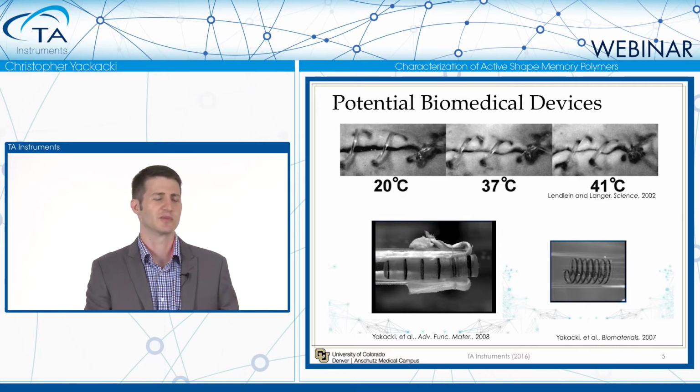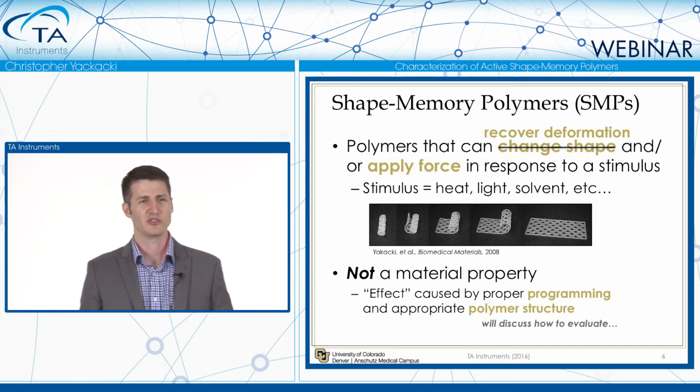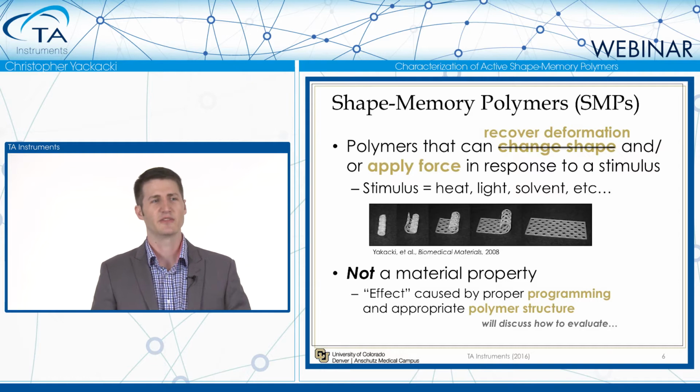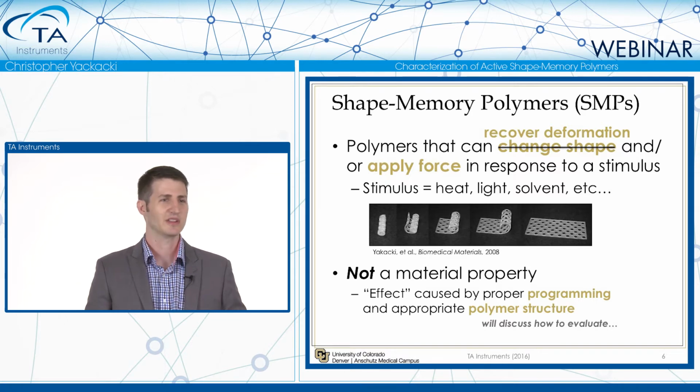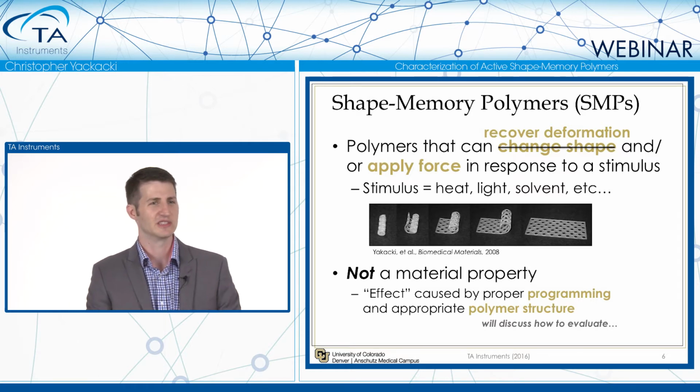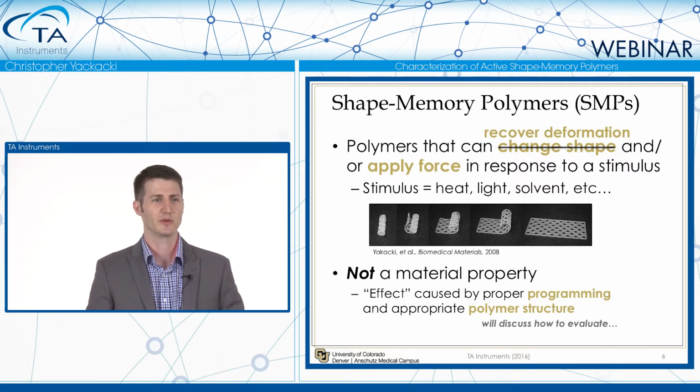So those are just some potential applications that I tend to be interested in. In talking about shape memory polymers, maybe a general definition would be that it's a polymer that can change its shape and or apply a force in response to a stimulus. Typically, most people like to use heat, but you could use light, you could use solvents, you could use a lot of things. I tend to refine that definition just a little bit and say instead of changing shape, I like to say it's recovering deformation, because really what it's doing is it's always returning to its original equilibrium state, or its original home base.